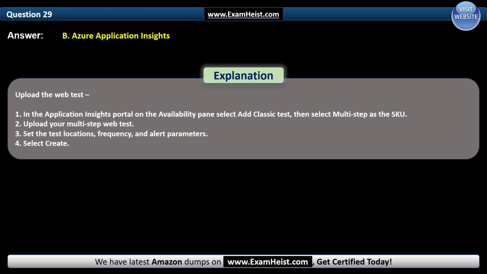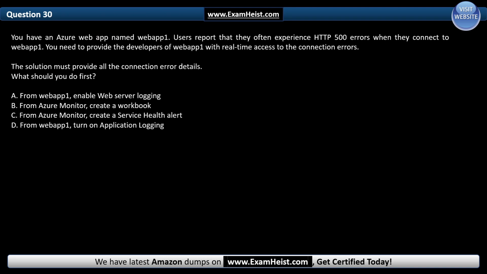Upload the web test. First, in the Application Insights portal on the Availability pane, select Add Classic Test, then select Multi-Step as the SKU. Then, upload your multi-step web test. Set the test locations, frequency and alert parameters. Then finally, select Create.